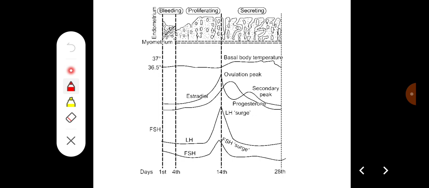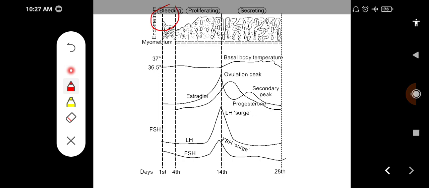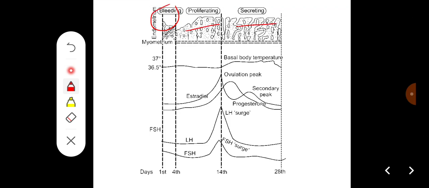So this is a diagram showing different phases of the menstrual cycle: the phase of bleeding, the stage of proliferation, and the stage of secretory. And in the ovarian cycle, there are the stages of follicular and the luteal phase. For the follicular phase, the estradiol hormone is responsible, and in the middle, it causes the FSH and LH surge, especially the LH surge, which leads to ovulation.